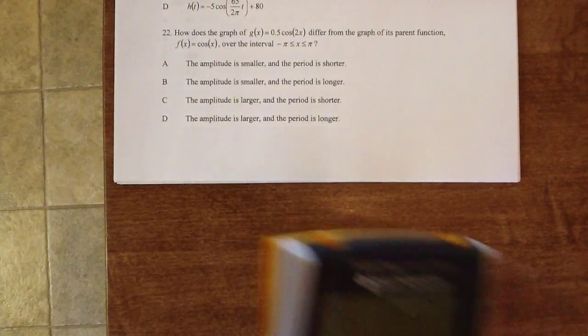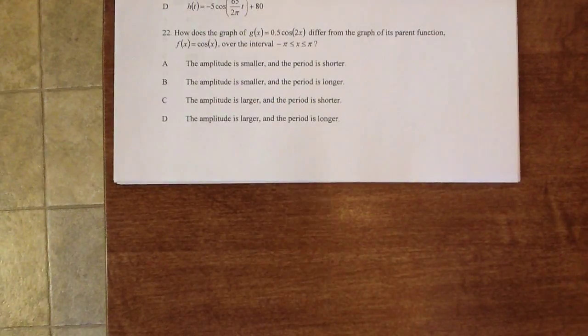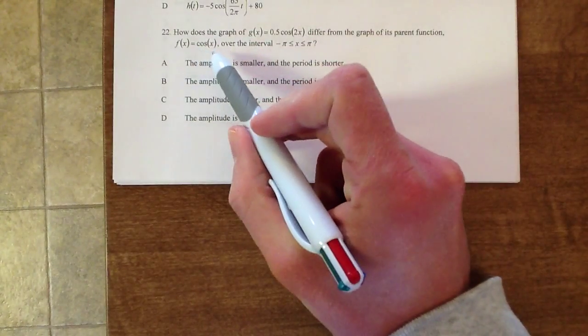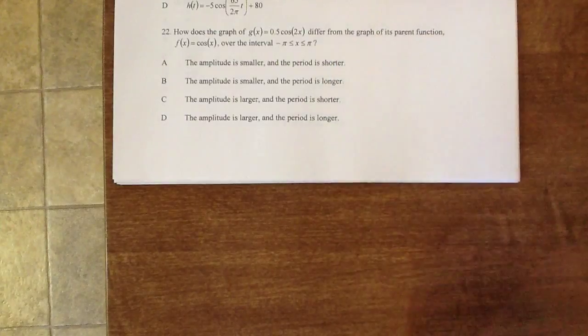Let's look at number 22. How does the graph of g of x equals 0.5 cosine 2x differ from the graph of its parent function f of x equals cosine x over that interval? Whoa, what's it even asking?